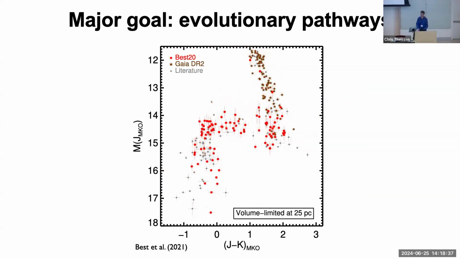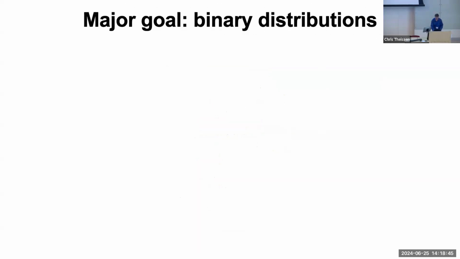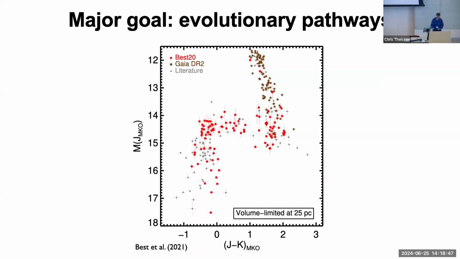Celine showed in her talk earlier this morning this color magnitude diagram showing a gap in the middle of the LT transition right there. Whoops, didn't mean to tap that. Okay, this is color coded by the source of the parallaxes. But that gap is a clue about evolutionary pathways, another major goal of volume limited samples. It suggests there's a short-lived phase in this color space, something for modelers to chew on.